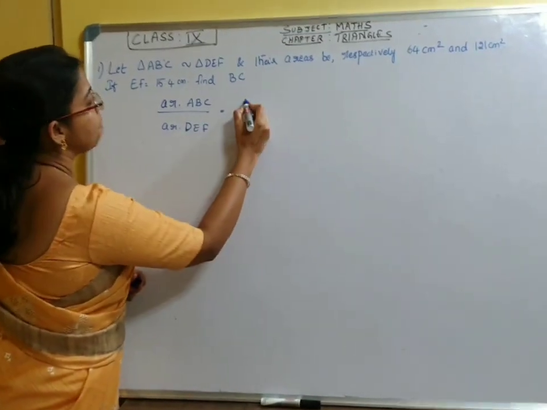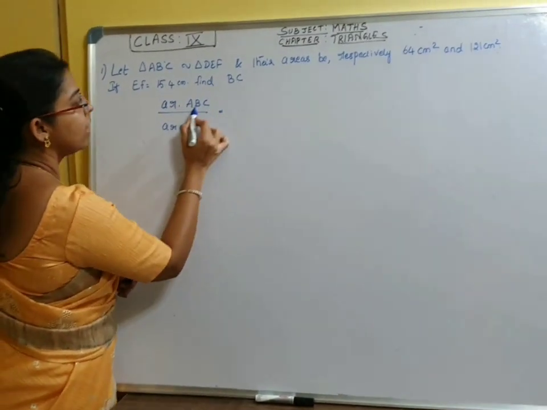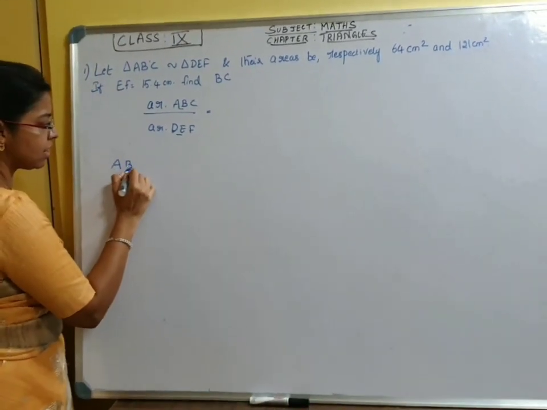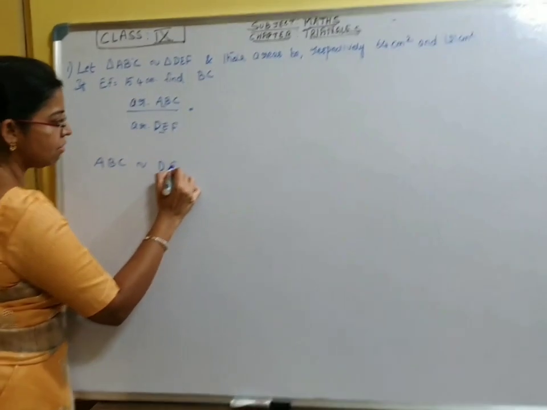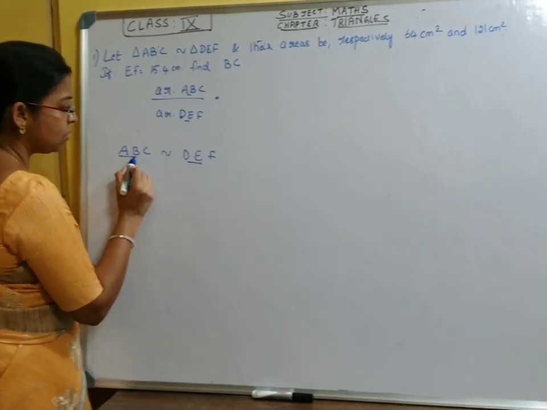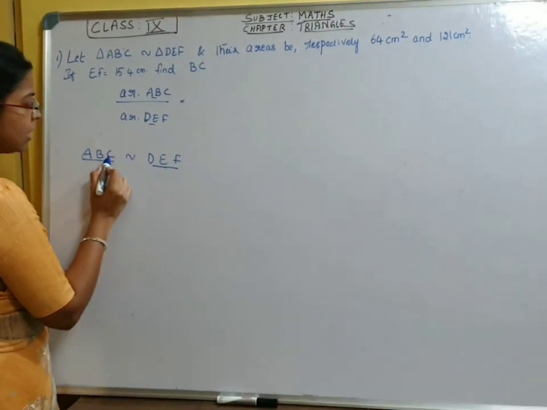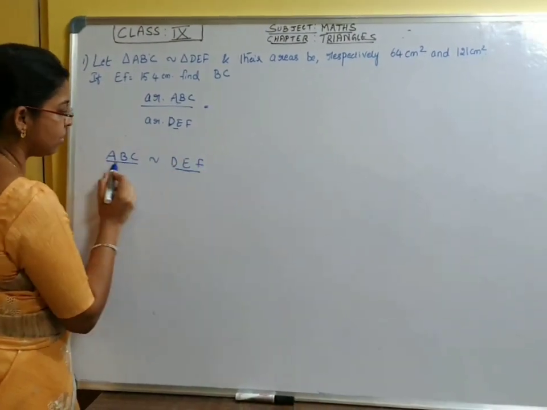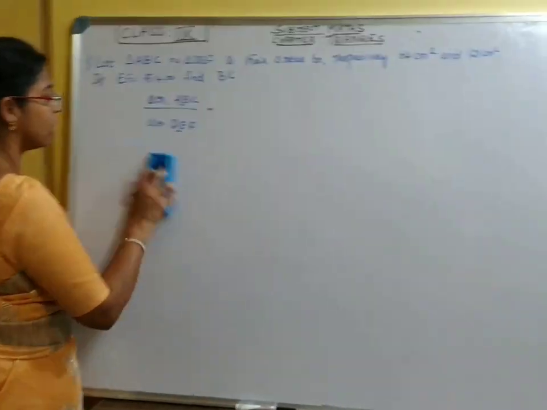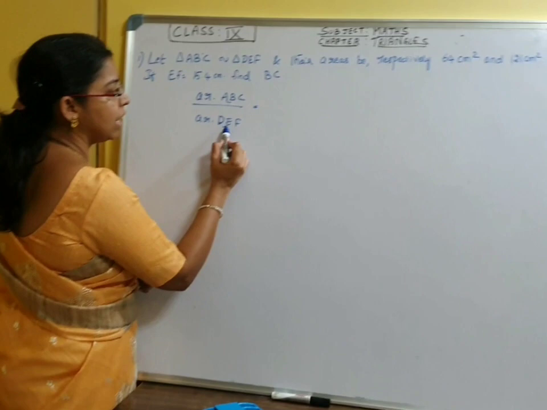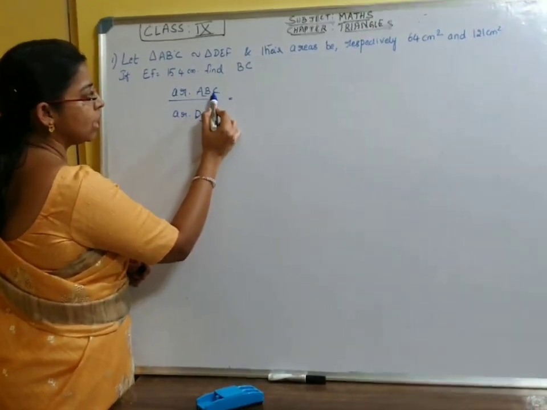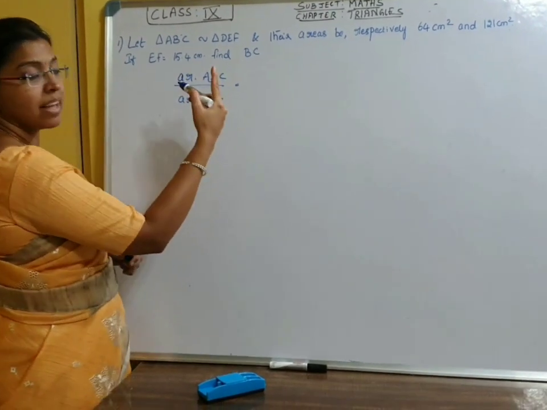Here, areas are given. And how do we take the corresponding sides? I have already told you. If ABC is similar to DEF, the corresponding sides will be AB and DE, and then BC and EF, then AC and DF. We will go this way cyclic. So AB by DE will be equal to BC by EF will be equal to AC by DF. The squares, they are squares.